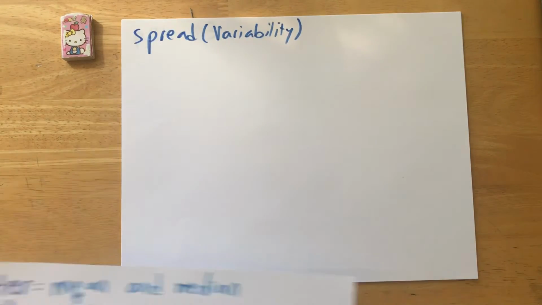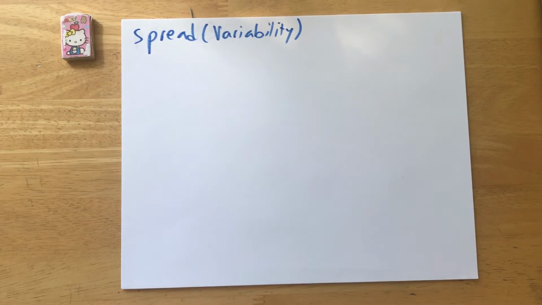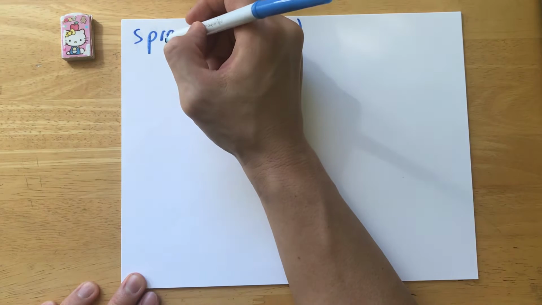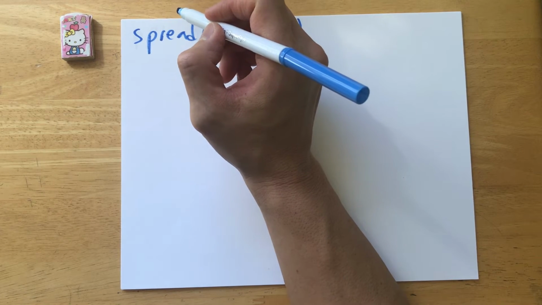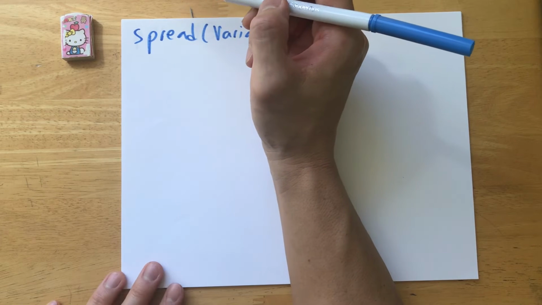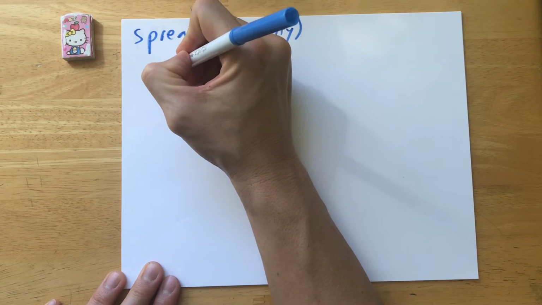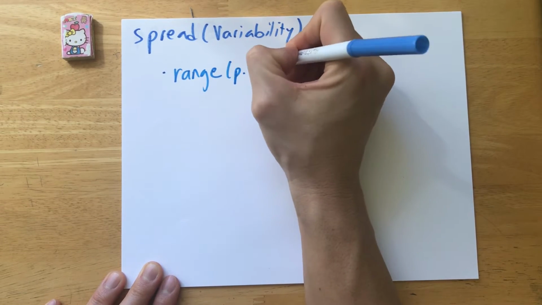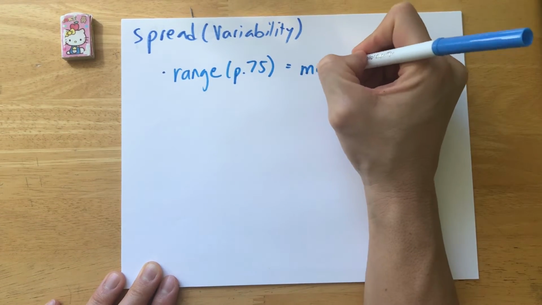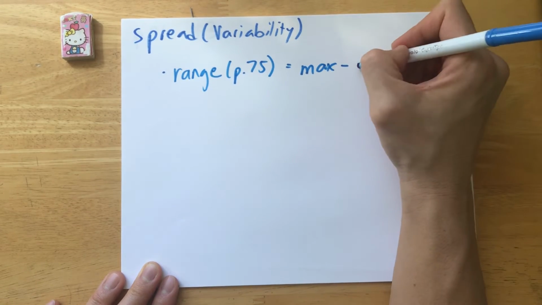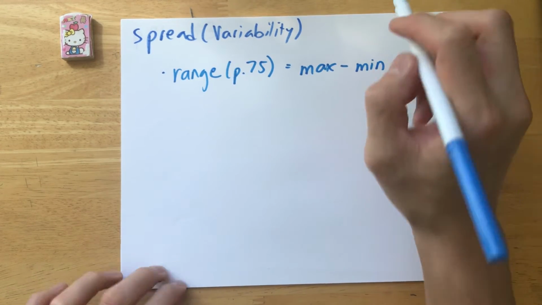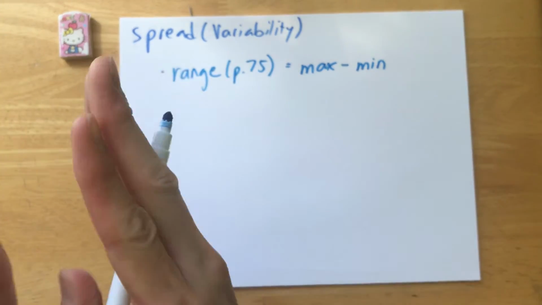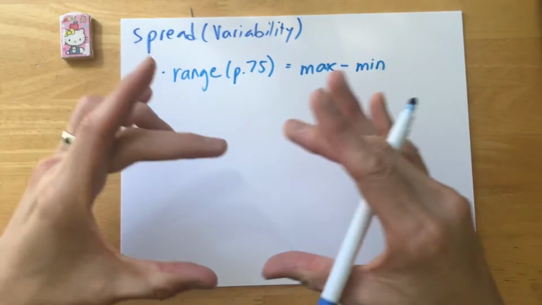All right, sounds good. So now let's talk about the spread here. There are three measures that we could discuss. The first two are found on page 75. So we've talked about the range. The formula for the range is just the maximum value, the largest value in your distribution, minus the minimum. So it's just showing from the lowest to the highest, that distance is going to be your range.